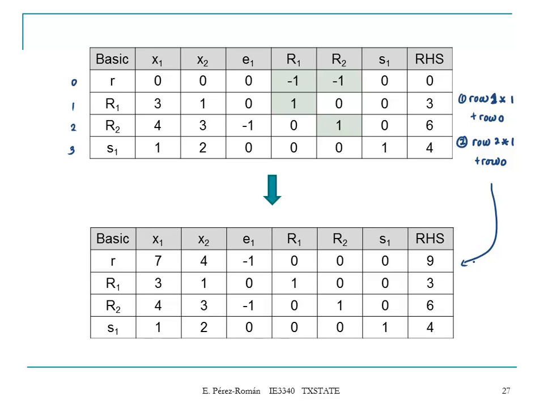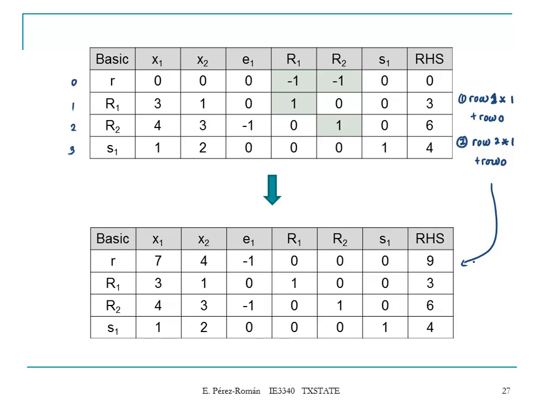And the reason we need to perform this operation is to make these two values 0. So as you can see now, these are 0. We have a new right hand side, and we have new coefficients for x1, x2, and e1. But we found our initial basic solution for phase 1. So we have R1 equals 3, R2 equals 6, and X1 equals 4.